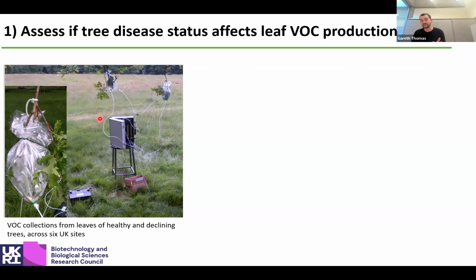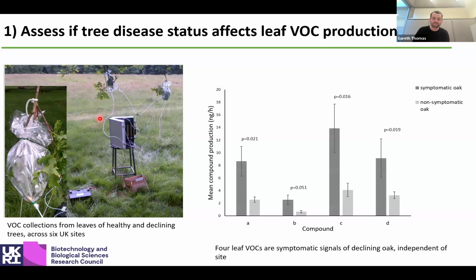We did some analysis to see if there were any differences in the compounds in a healthy tree compared to a diseased tree. What was shown was that there were 4 compounds which seemed to be associated with symptomatic oak trees. We've got these compounds A, B, C, and D. With the dark grey bar here being the symptomatic oak, and the grey bar here the non-symptomatic oak, these 4 compounds are significantly upregulated in the symptomatic oak, which indicates that they're potentially involved in stress. So from this large body of work, we can conclude that there are 4 leaf volatiles which are symptomatic signals of declining oak.